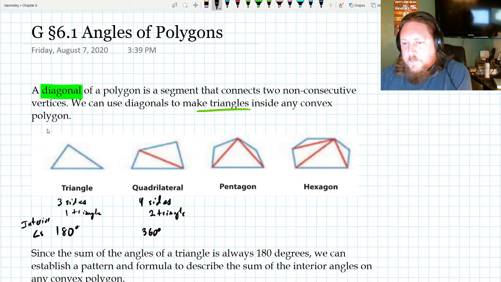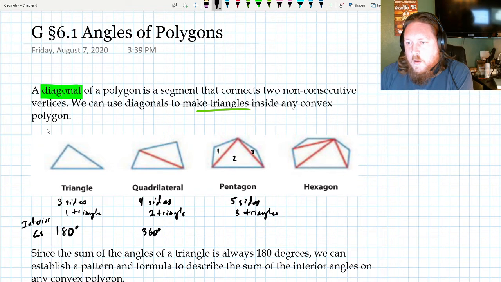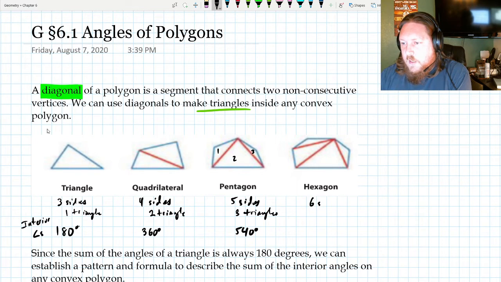A pentagon has five sides, and it makes three triangles, 1, 2, and 3. 3 times 180 is 540 degrees. Hexagon, 6 sides, 4 triangles, 1, 2, 3, and 4. And of course, 4 times 180 is 720 degrees.